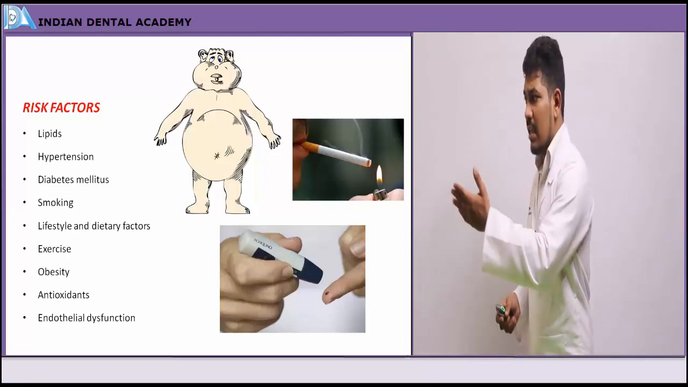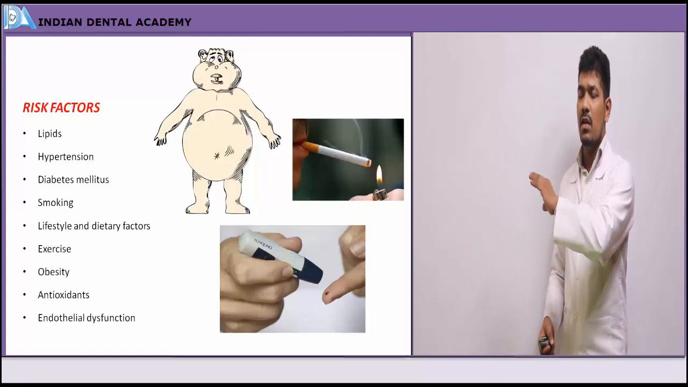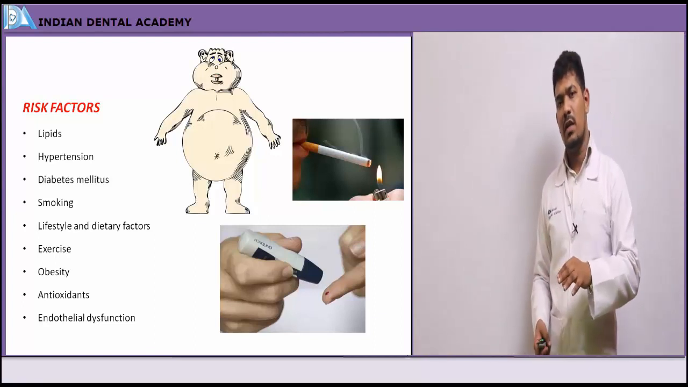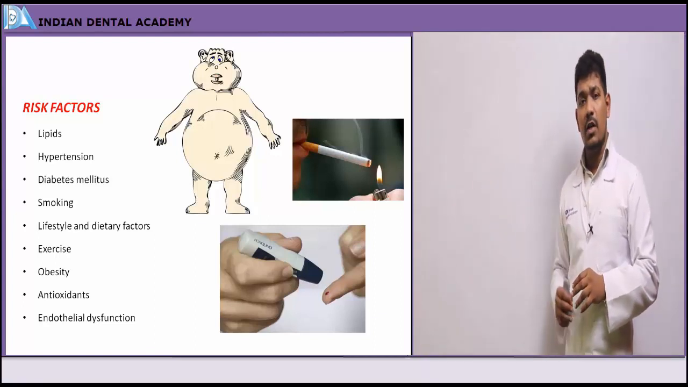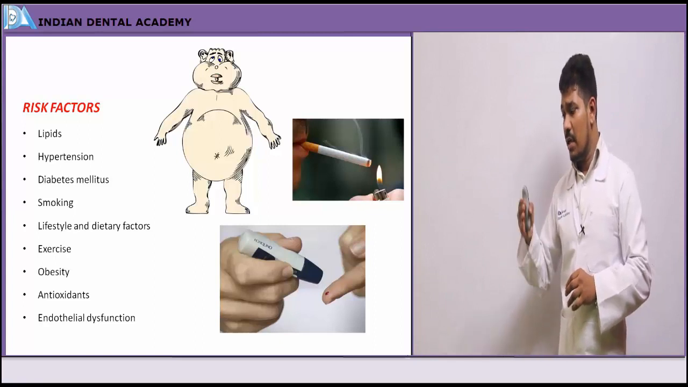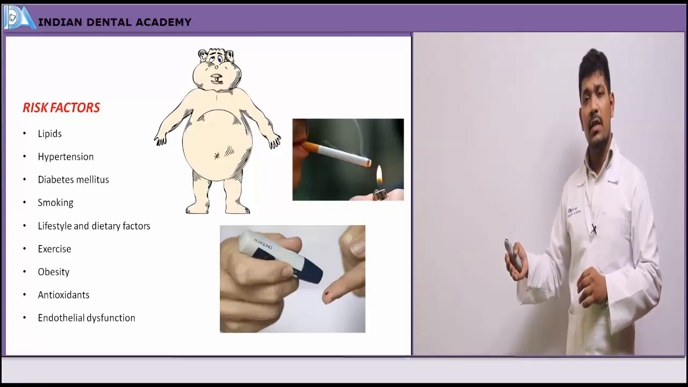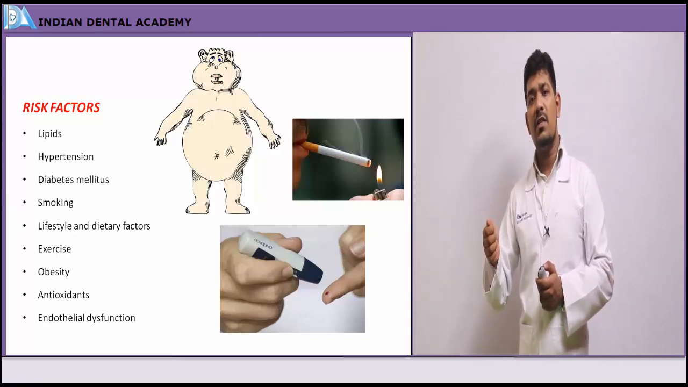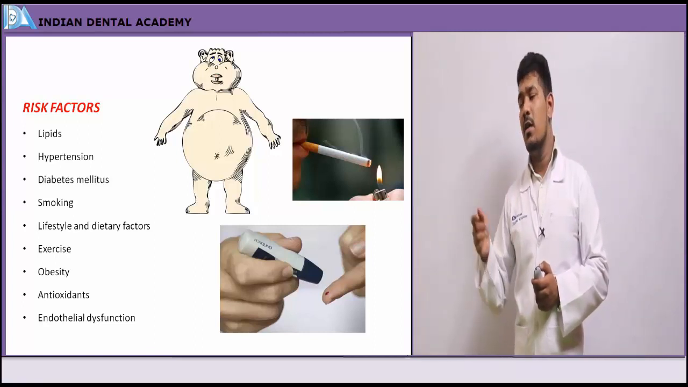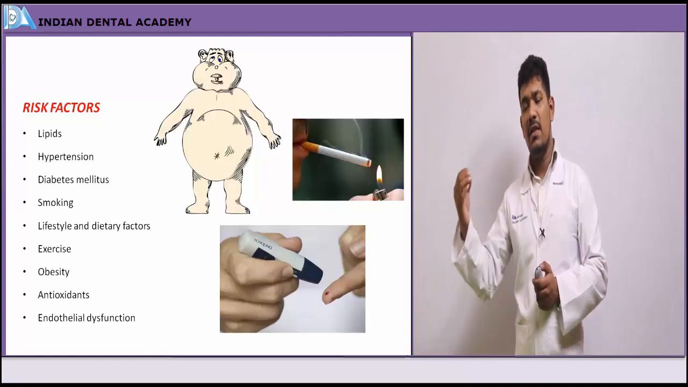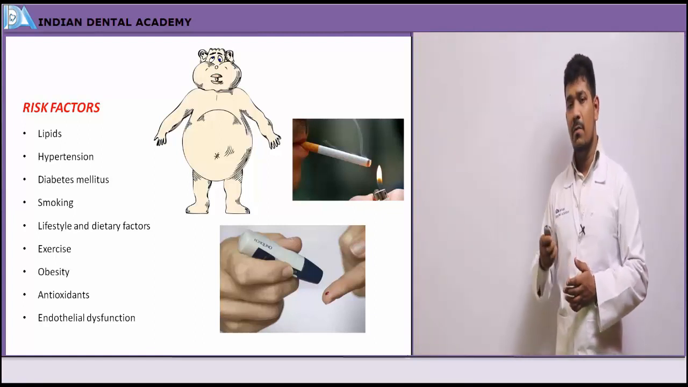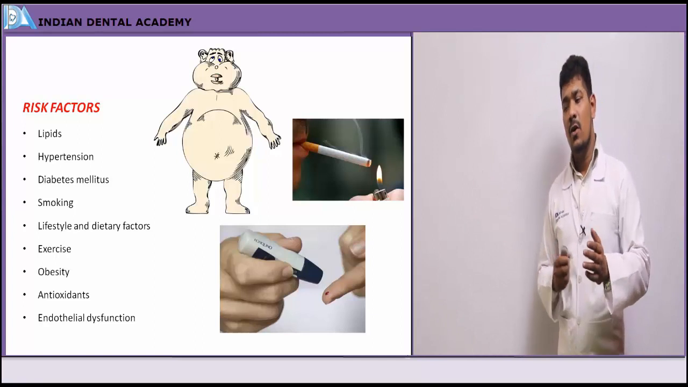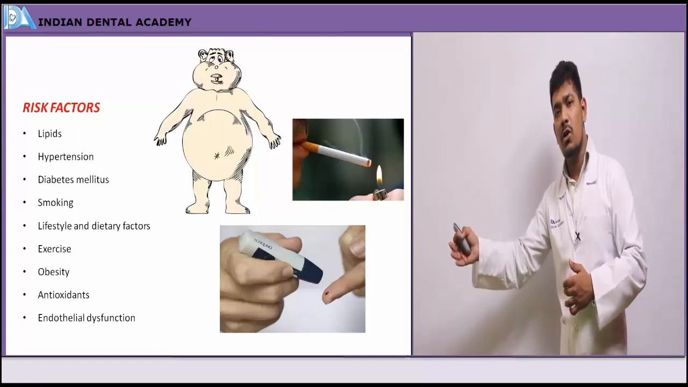As you can see among the risk factors, lipids are the most important factor in producing this particular disease, since it is the lipids or the dyslipidemia which is mainly responsible for the production of that fatty streak as well as the atherosclerotic plaque, which ultimately ends in myocardial infarction or thrombosis.